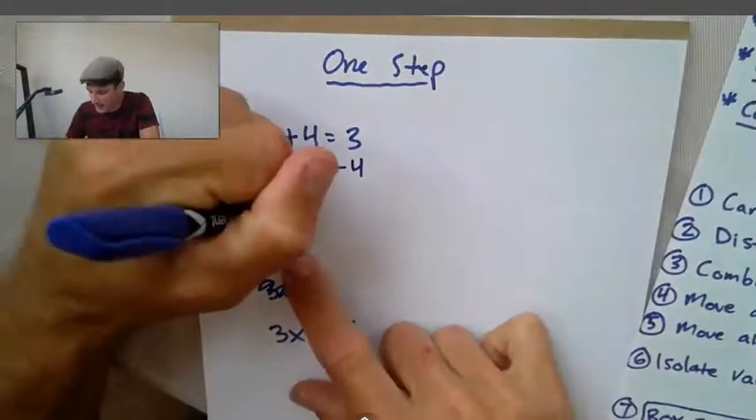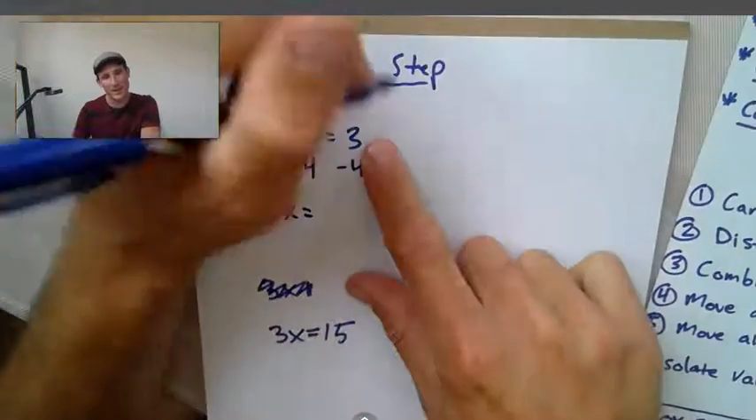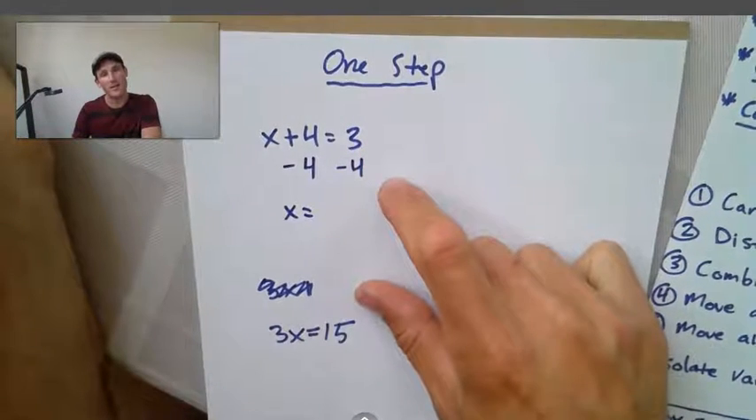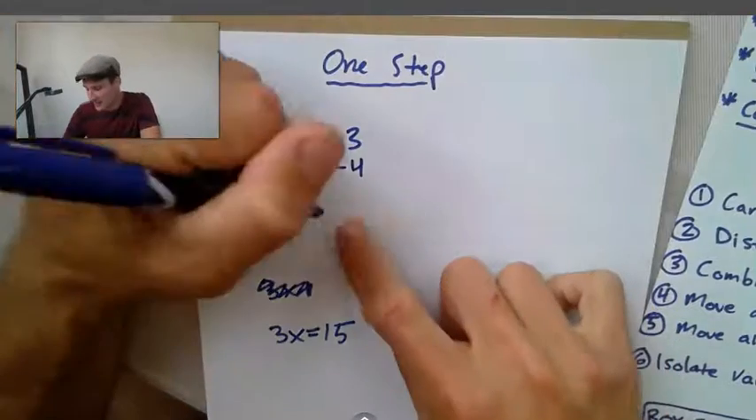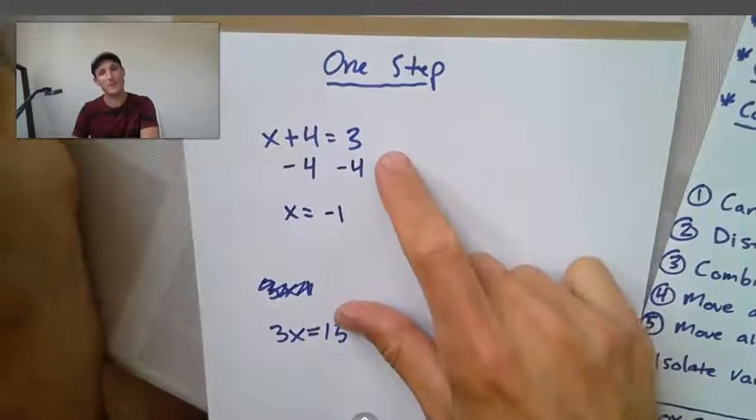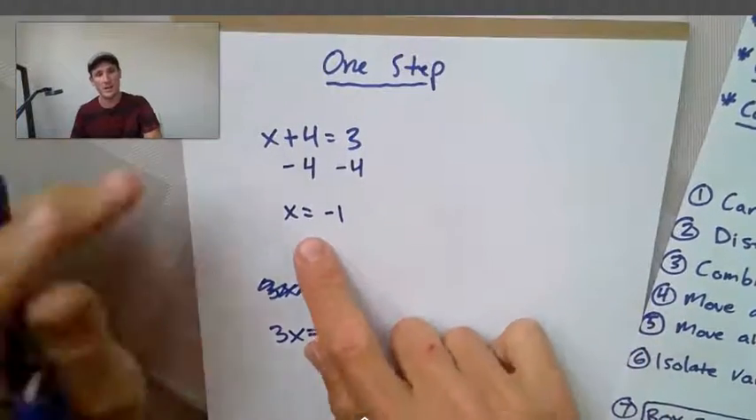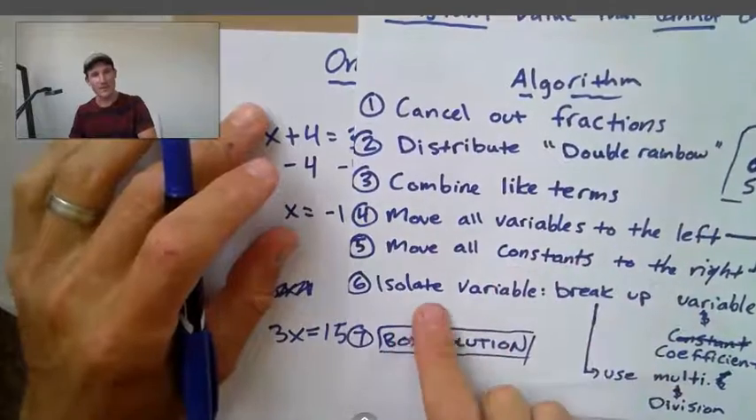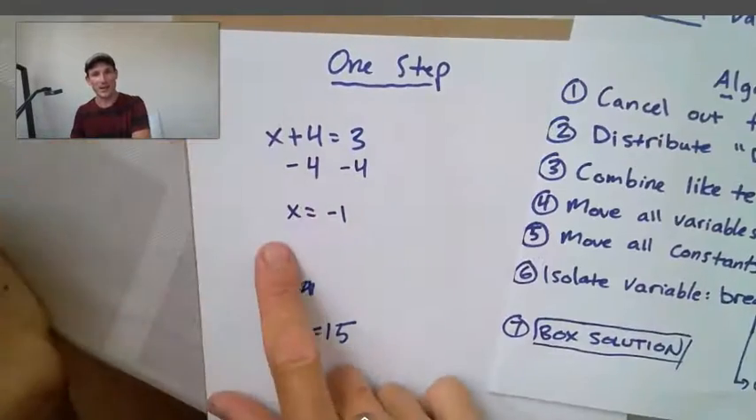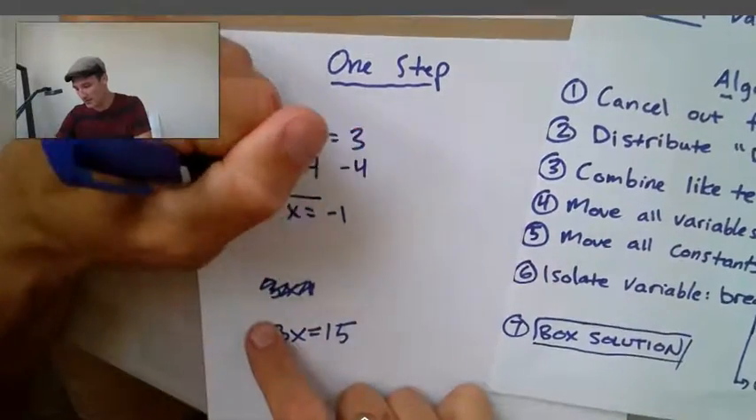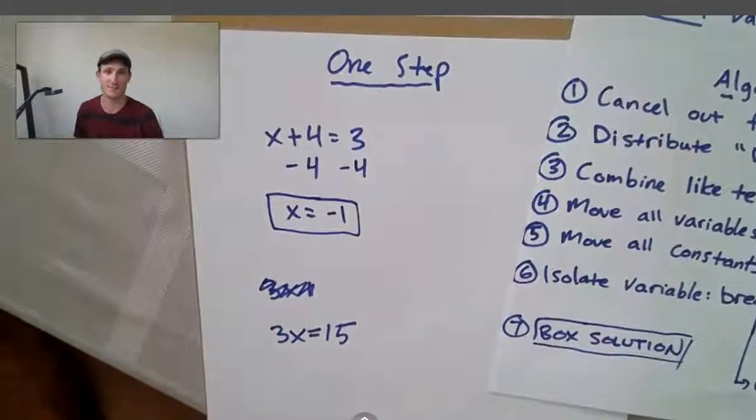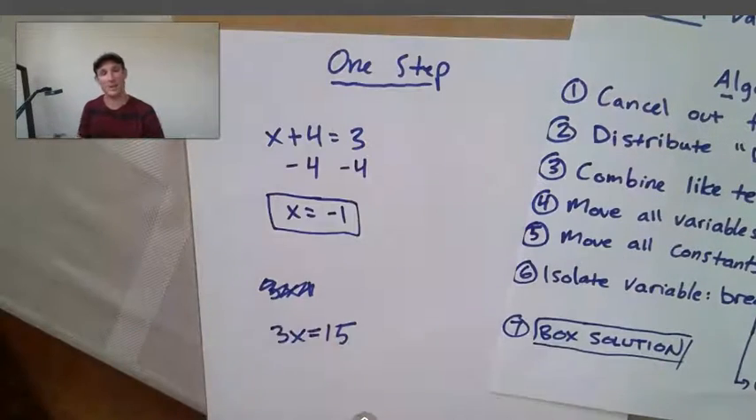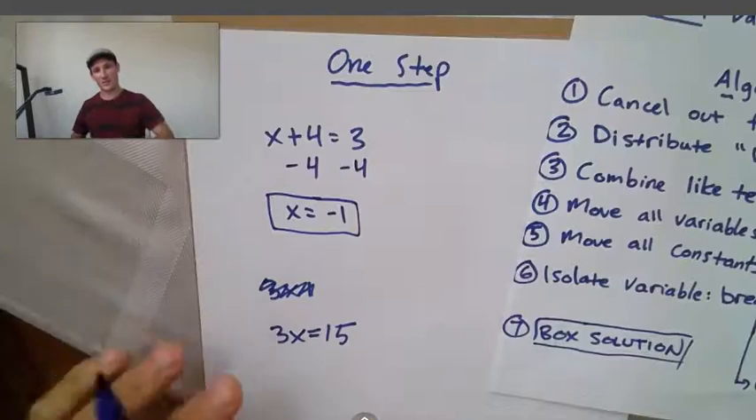That leaves me x equals 3 minus 4. Do not say positive 1. Right? This is negative 1. 3 minus 4 is -1. All right. Isolate the variable. Is the x all by itself already? Yes, it is. Box it up. Step 7, we're done. That's it. We tested the algorithm and it worked. Okay, let's look at the next one.